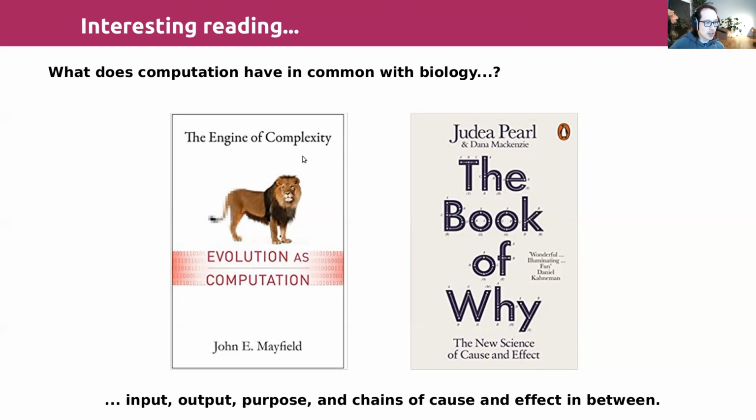And this book here by John Mayfield, I think, is really good. It's making a case for evolution as a type of computation, really taking a computational perspective to the topic of biology as a whole. And then somewhat related to this is this book called The Book of Why by Judea Pearl. And he's a mathematician who developed this framework for understanding cause and effect in a rigorous mathematical way, probabilistic way.